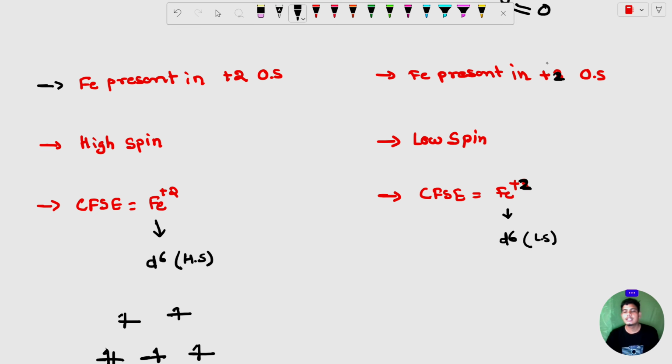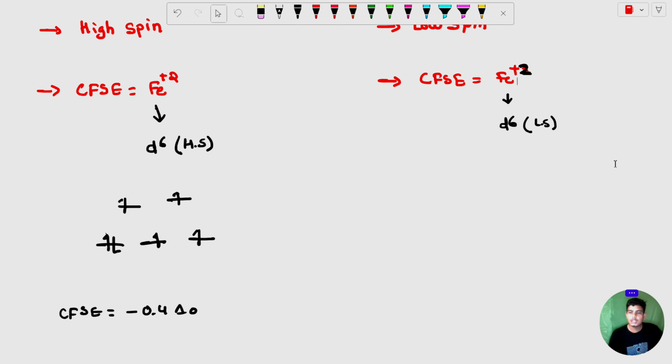If Fe3+ will be there, then D5 configuration is there. Okay, and Fe2+ is also present in the D6 configuration, and D6 configuration is present in the low spin. Okay, and electrons are arranged in low spin. Okay, electrons can't move to the excited state. 1, 2, 3, 4, 5, 6.